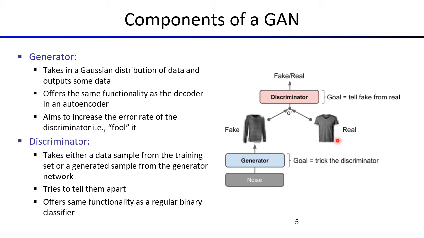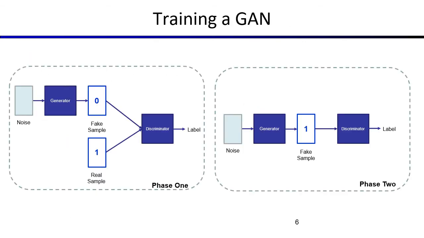Now, if we look at the discriminator, it actually takes as input either fake images produced by the generator or real images from the real dataset. And its main goal is to try and tell them apart accurately. So here we can see that the main goals of both networks are conflicting, and that is why we describe this as a zero-sum game. The discriminator here offers the same functionality as a regular binary classifier where we have two classes, either fake or real.